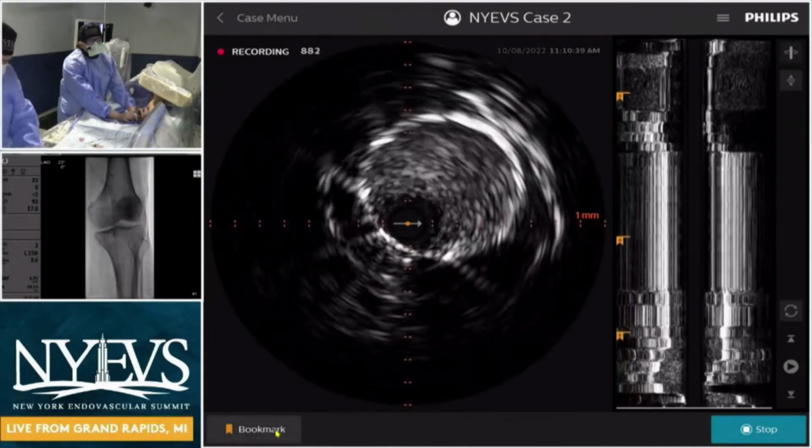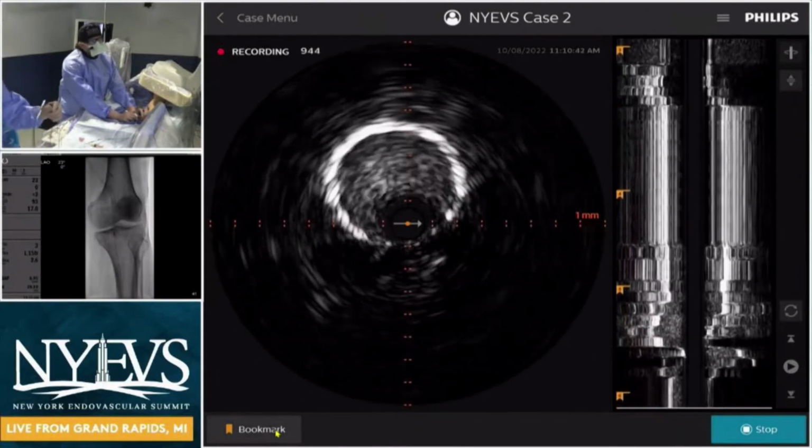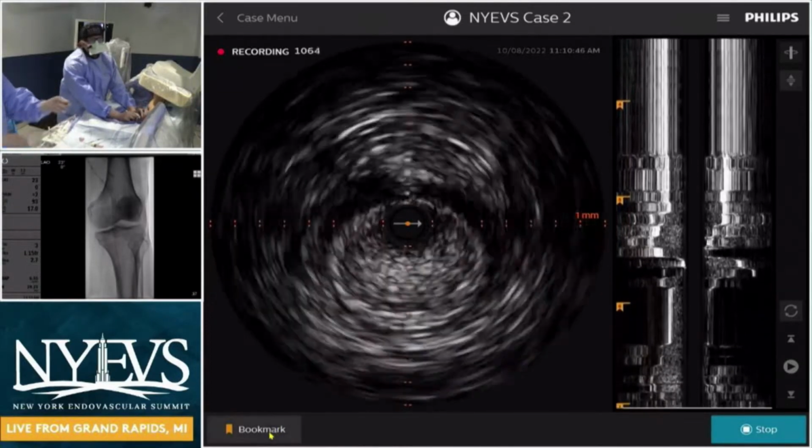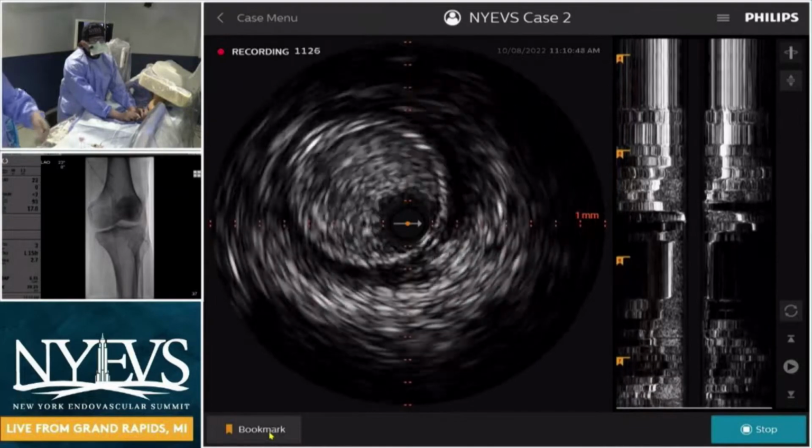But I initially would probably take a primary endovascular approach. I'm not sure I would be interested in laying a lot of bypass there necessarily. Got it. So we're looking at your IVUS, Fadi.